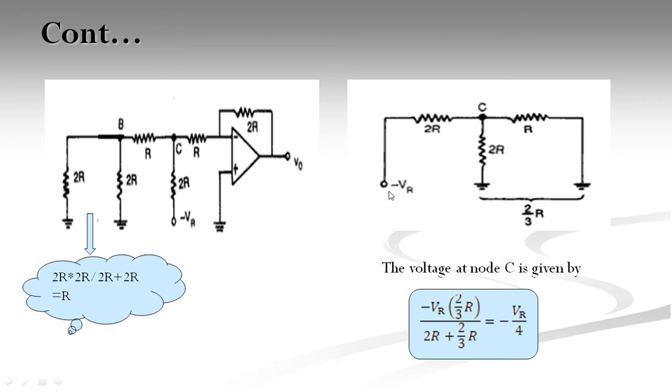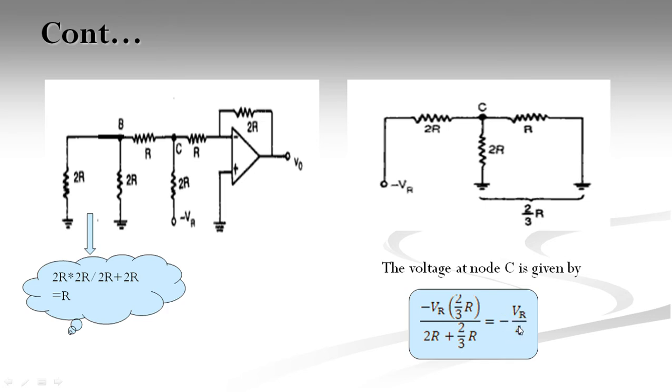The other end of this 2R is connected to the reference voltage VR, and the other end of node C, that is R, is grounded, because this resistor R part is considered to be the virtual ground. This 2R and R are both in parallel. If we solve this, we get 2 by 3 into R. Now we apply the potential divider rule, that is, the voltage across the 2 by 3 R divided by the sum of the total resistance, into the total voltage, will give the voltage at node C. So minus VR into 2 by 3 R divided by 2R plus 2 by 3 R, which gives minus VR by 4.